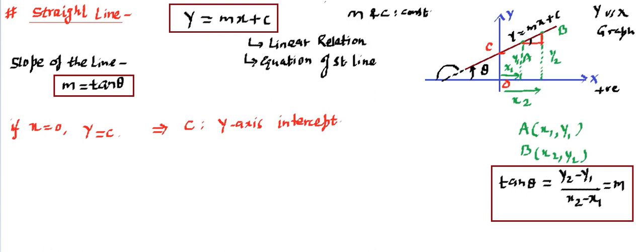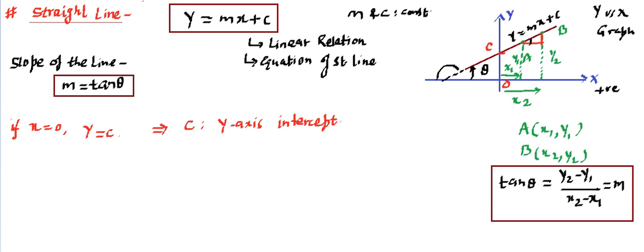Slope measurement can be done in two ways. One, if the theta is known to us, we can find the slope. Two, if the coordinates of 2 points on the straight line are given to us, we can find the slope. Making sense? And to find the intercept, simply place x equal to 0, whatever y comes, that's the intercept.